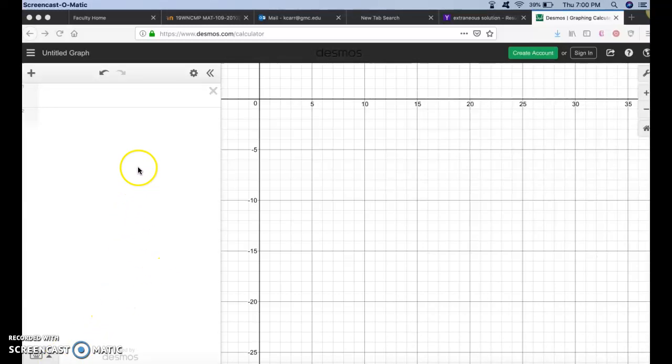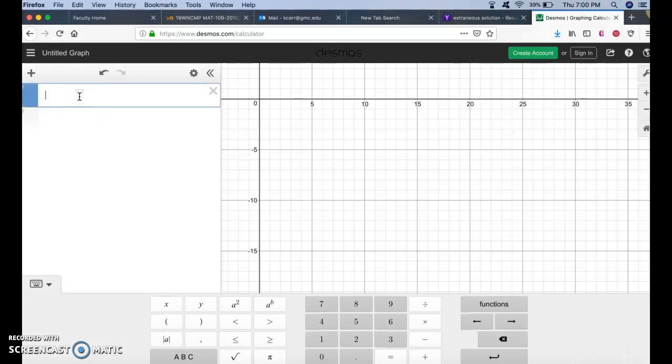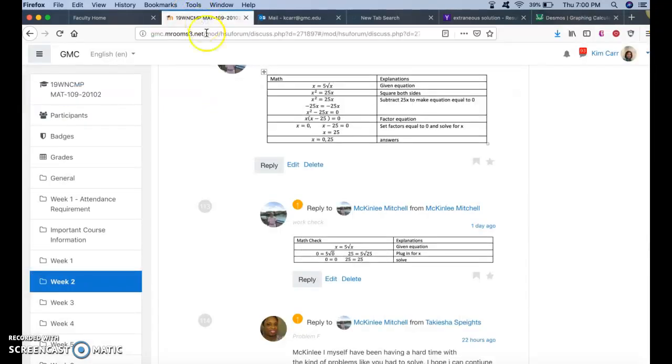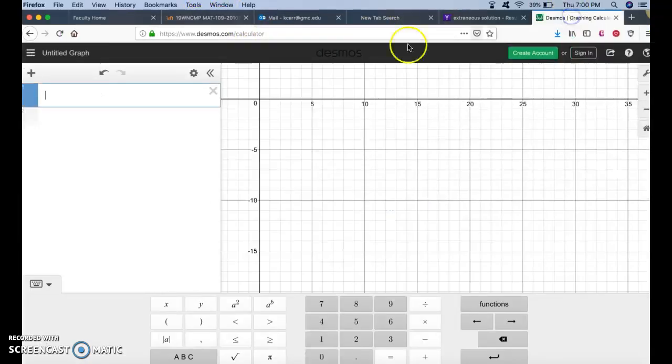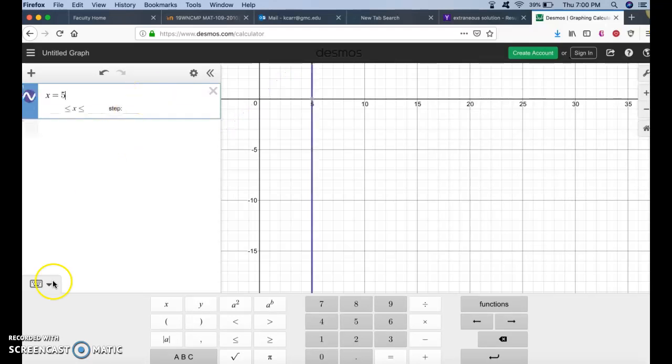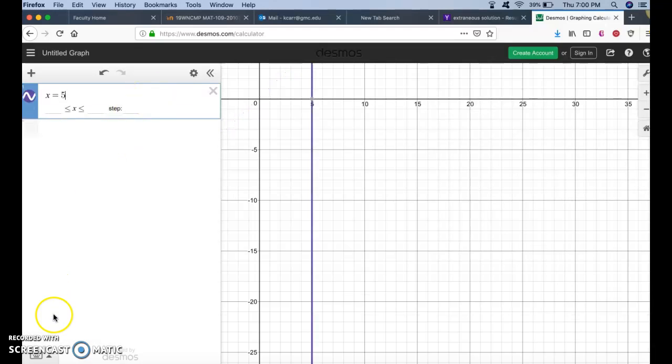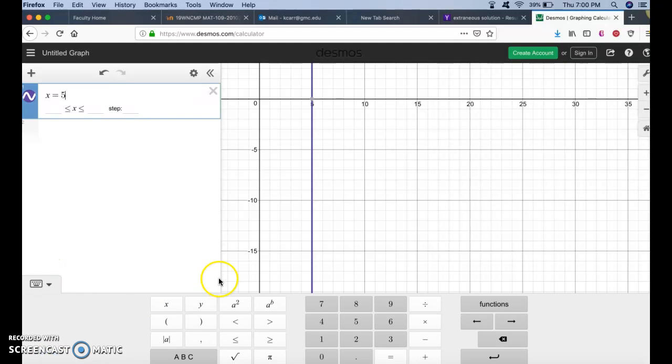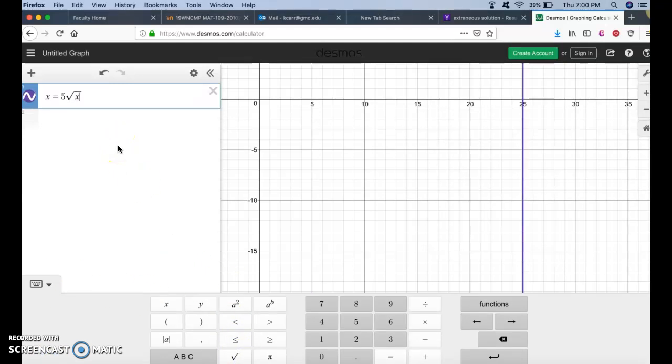Okay, this is one of the ways that you could graph this. Let me be sure I've got the right equation here. X is equal to 5 under the square root of x. So you got x is equal to 5, and to get square root, you click down here to get your keypad, the square root of x. Okay, well, that really didn't do a whole lot.